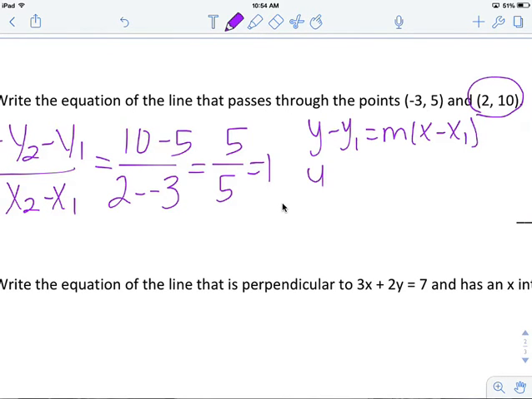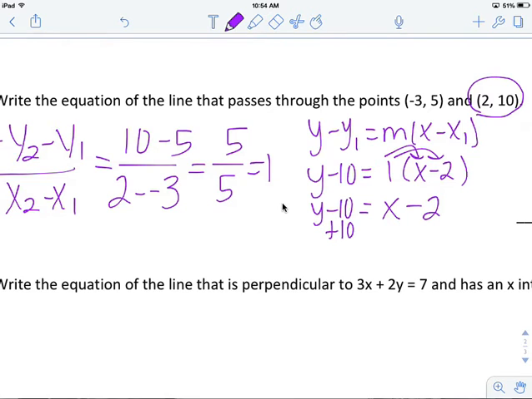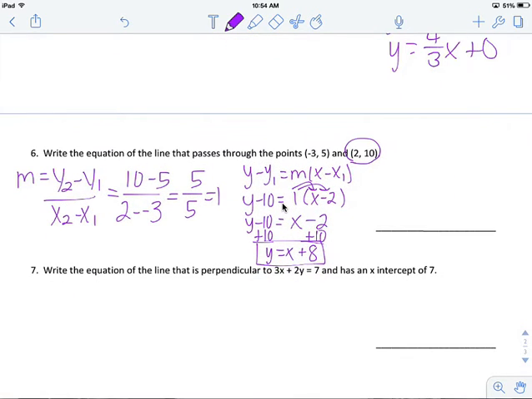So I have y minus 10 equals 1 times x minus 2. 1 times x is 1x. 1 times negative 2 is negative 2. And all I have to do is add the 10. So y is x plus 8. If you prefer to use slope-intercept form, you may do so there as well.